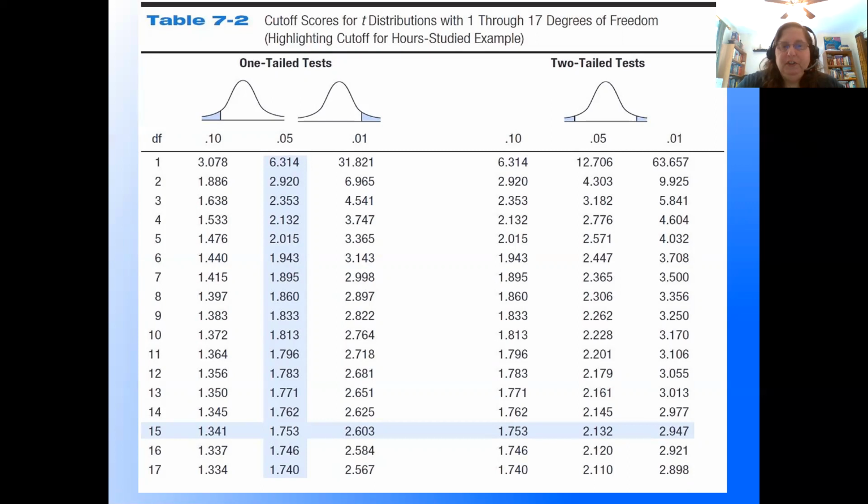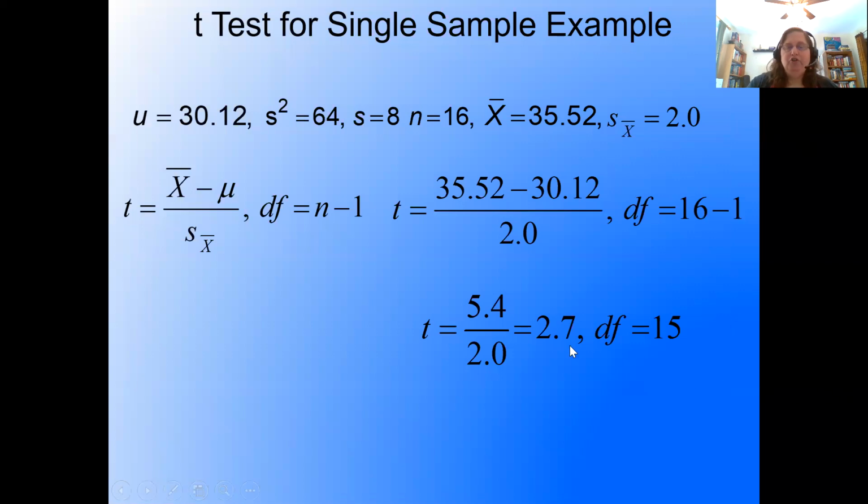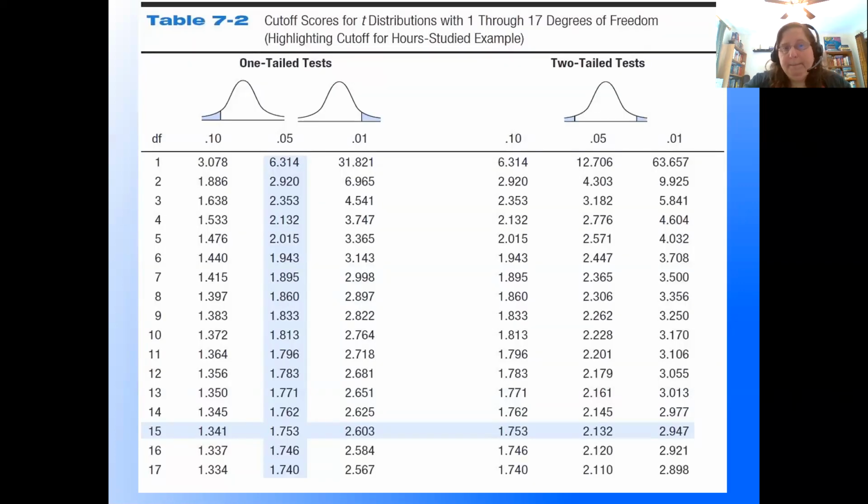2.132. Now, what we want to have happen is we want our 2.7 to be more extreme than 2.132. Is it? Sure. 2.7 is further in the tail, is more extreme than 2.132.